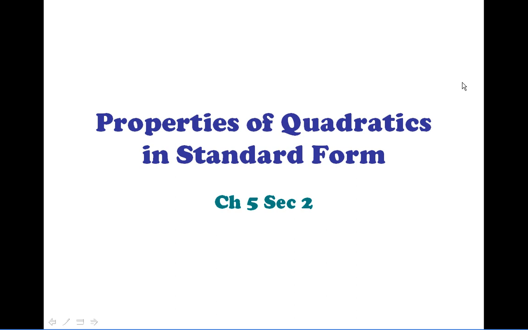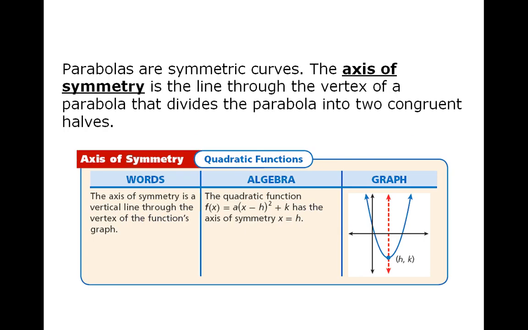So, parabolas are symmetric curves. We have an axis of symmetry, and it is the line that goes through the vertex of a parabola that divides the parabola into two congruent halves. If you check out this picture right here, there's the parabola and there's a dotted line going through it. We don't graph that line, but it does exist.